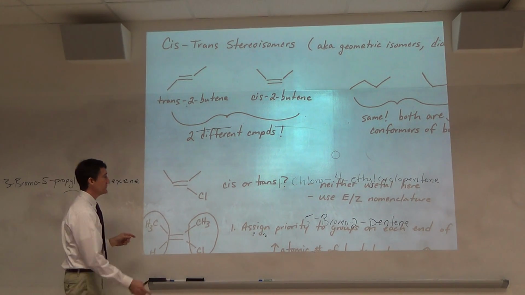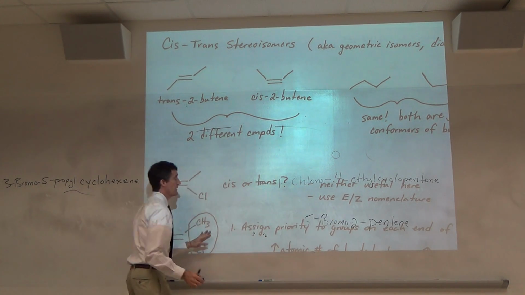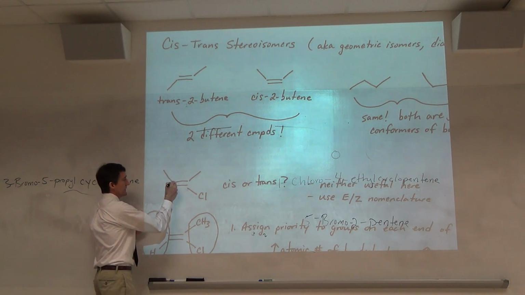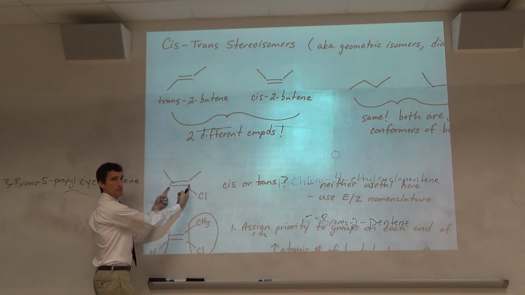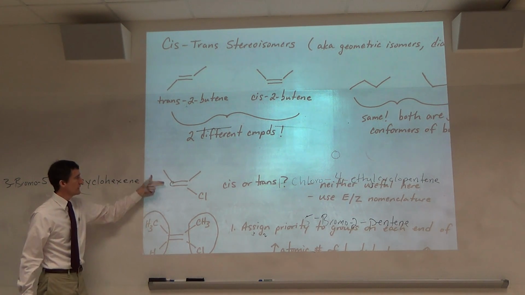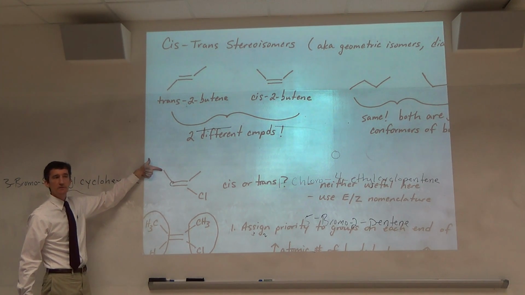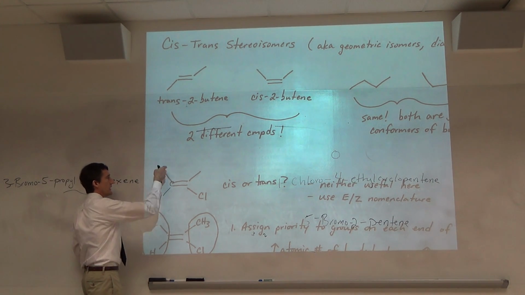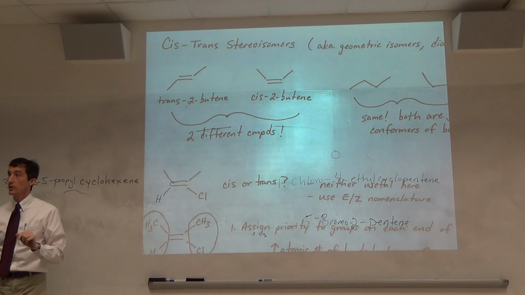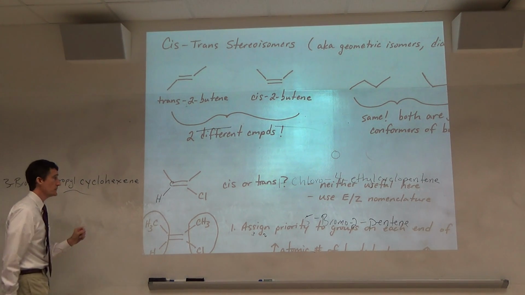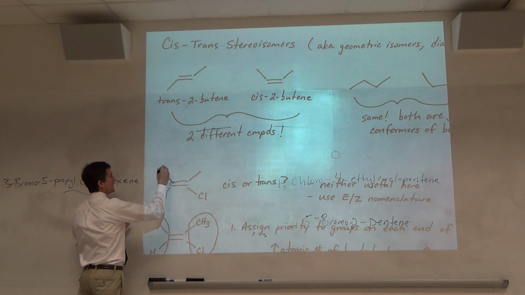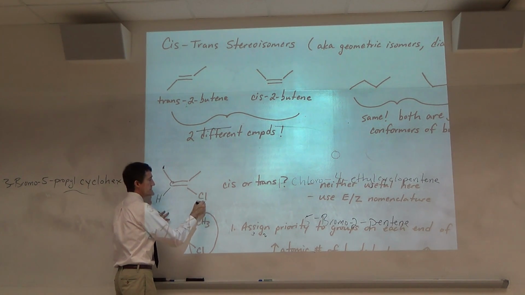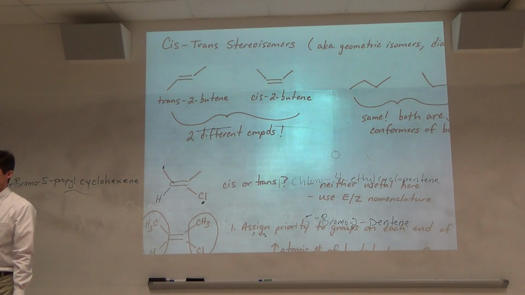E and Z is based on priorities. On this end, you have two different carbons. What's on this carbon? What atom is that carbon bonded to? Carbon. And what else is it bonded to? H. You look at what it's bonded to and which one is high priority. Priority is based on atomic number. Higher atomic number, higher priority. Which is high priority? Carbon. Which is higher priority, carbon or chlorine? Chlorine. Your high priority groups are trans.